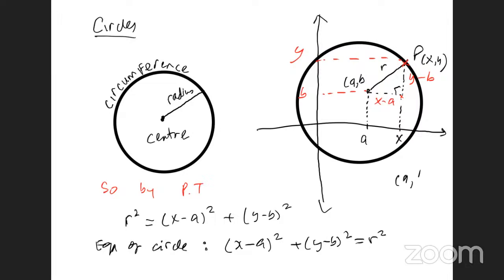Right? (A, B) we call that the center, and the radius is equal to R. All right? You don't have to learn the proof, but I'm just showing you where it came from. What you have to learn is this here, what the equation of a circle looks like.